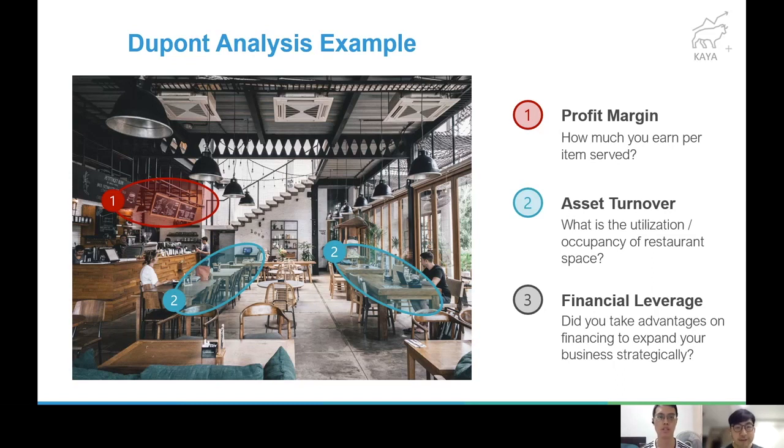Second, what is the daily average occupancy of your cafe space? Is it always full? Are your chairs, your space or the tables well utilized? This will correlate to your asset turnover. Lastly, is about financial leverage. Whether your cafe is taking loans or borrowing to expand or scale your business strategically.